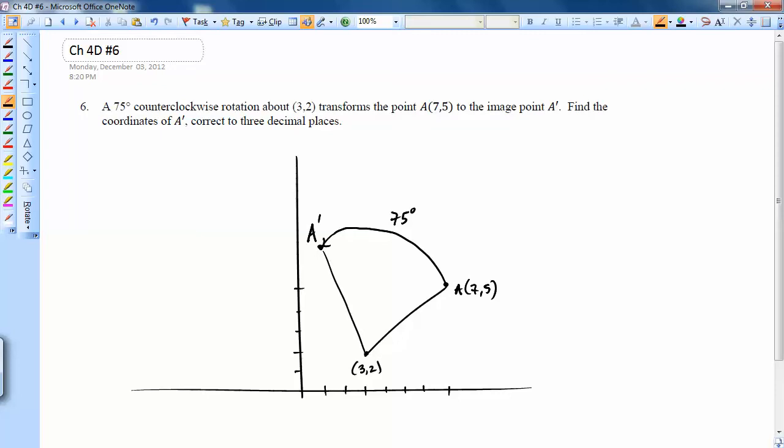Okay, so some of the stuff we can figure out. We need to figure out where this coordinate actually is. Well, this is 75 degrees. I can figure out the radius by making a little triangle here. This ends up being 4 units across and 3 units up. So if I do 3 squared plus 4 squared equals r squared, you're going to get r equals 5. So this is 5 and this is 5.